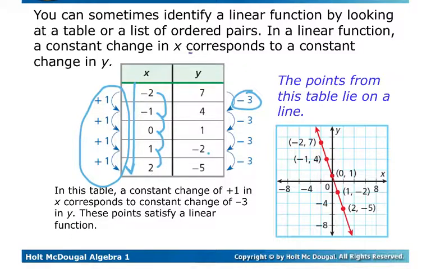So, if you're ever looking at this and it starts with negative numbers, a lot of times jumping to the positive numbers is actually easier. So, just kind of a hint there. So, their solution here is saying, in this table, a constant change of plus 1 in x corresponds to a constant change of negative 3 in y, and so these points satisfy a linear function. So, if there's a pattern here and here of just adding or subtracting one number, then the points lie on a line. And of course we could have graphed them to look, but you don't always have time to graph them. So in that case, sometimes we will be looking at just the table.